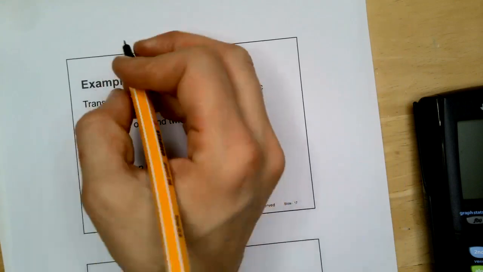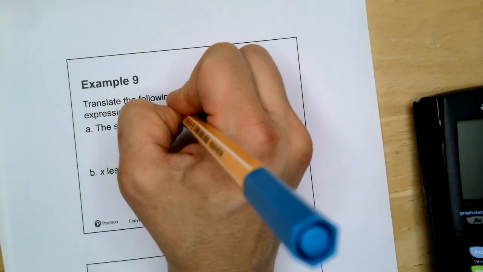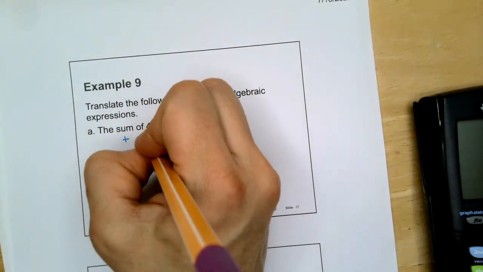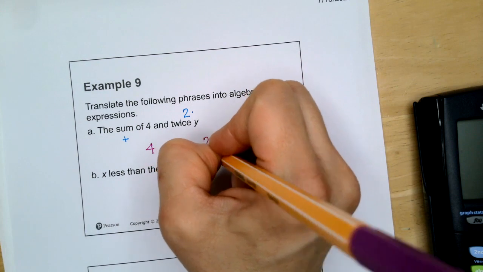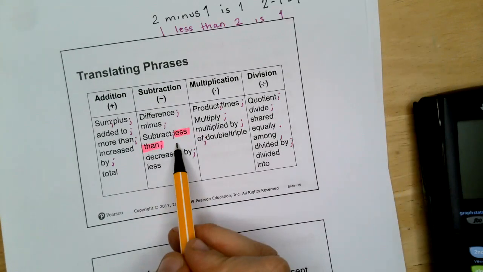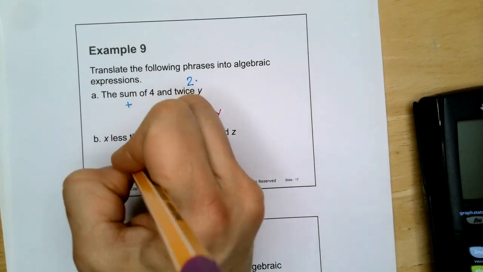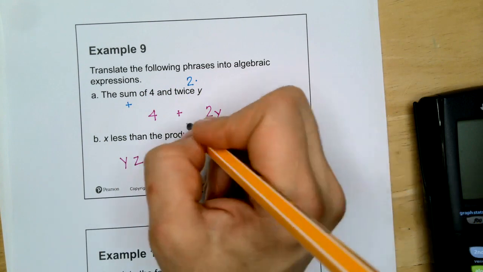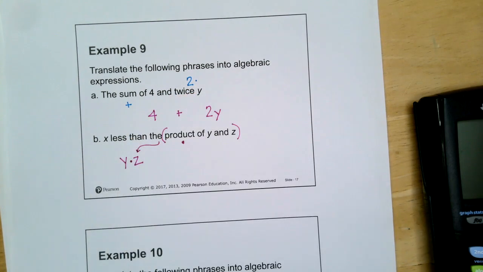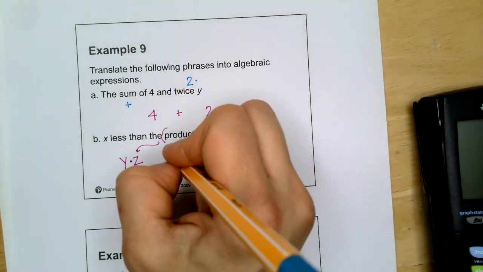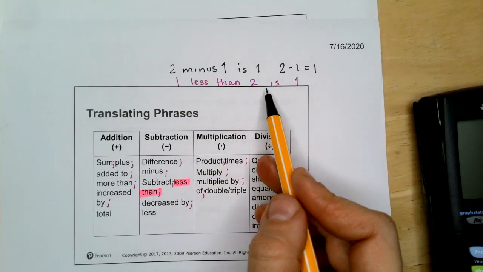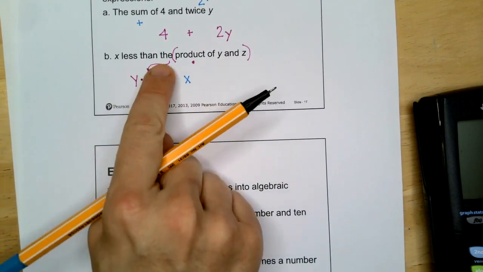The sum of, I know the sum of means plus, 4 and twice y. Twice means 2 times something. Okay. The sum of 4 and twice y. So I have a 4 and I have a twice y, and I'm taking the sum, so I'm adding them. Remember, less than is the one we have highlighted to say we flip the order. X less than the product of y and z. We have and, which sometimes means plus, right? But product means multiply. The product of y and z looks like this. X less than, even though the X is up front, because it's the one we highlighted, we reverse the order. X is less than the product of y and z.